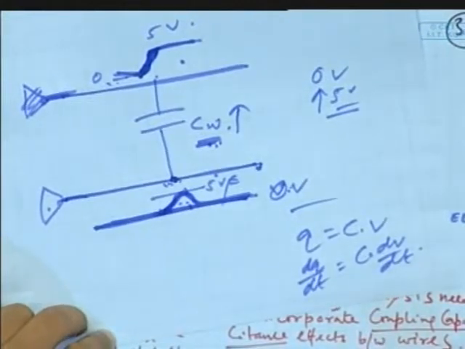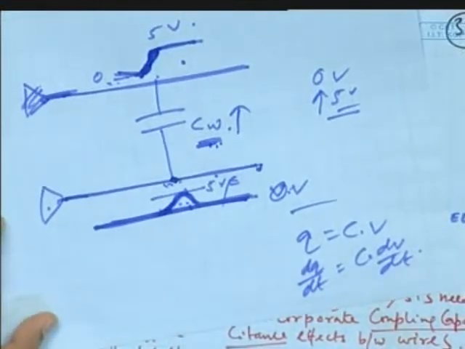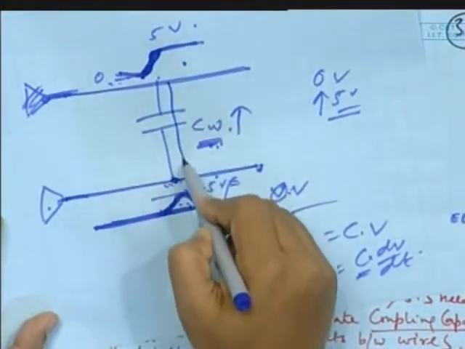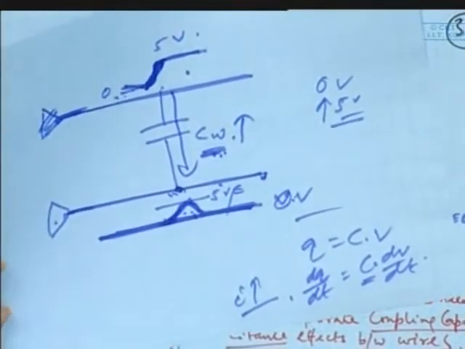Earlier, CW was very, very less than CS. Now CW is comparable to CS, and greater than CS in fact. So if C increases, then I increases, correct? I means the current flowing through this, so the interaction increases. Okay.